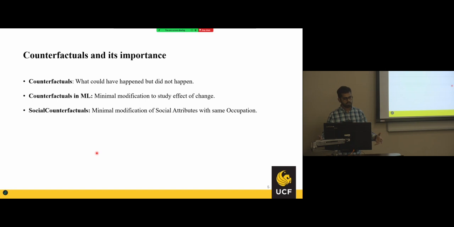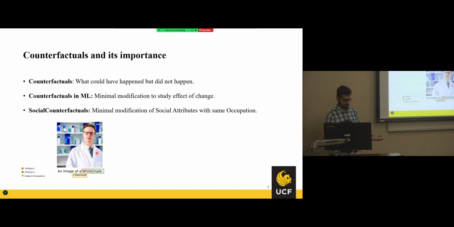How social counterfactual treats it is that they have a concept of subjects or occupations, and they have a concept of social attributes like gender, race, and physical characteristics. They come up with a pair with a minimal change between them and try to study what happens when we change one of the attributes among a social counterfactual set.